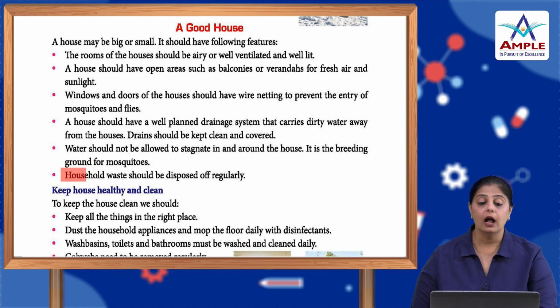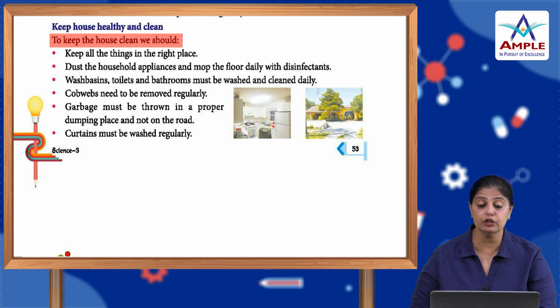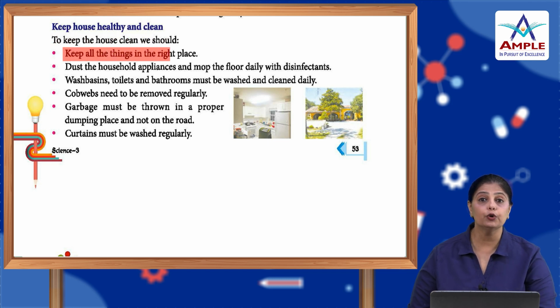All right. Now, household waste should be disposed of regularly. So, ensure all these things are done so that your house is neat and clean. Apart from that, keep your house healthy and clean. To keep your house healthy and clean, we should keep all the things in the right place.